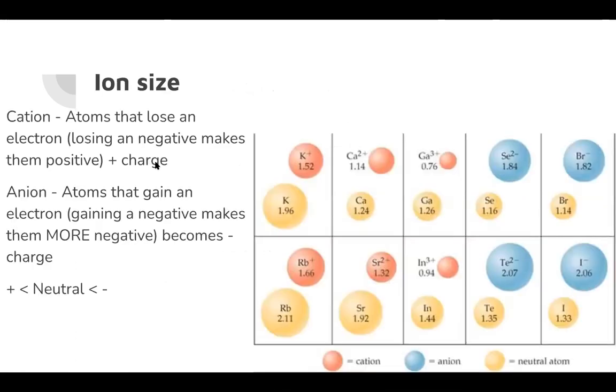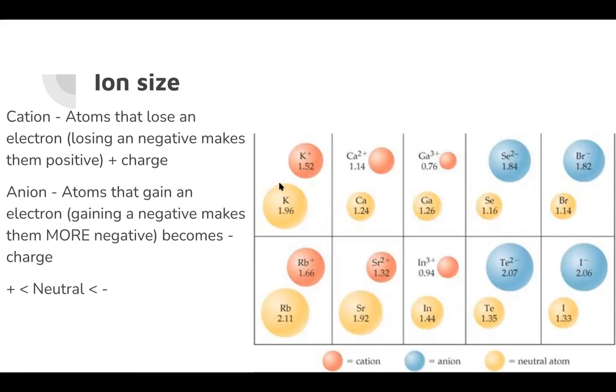And so the next part is the ion size. So ions are split into two parts. We have cations, then we have anions. And so here is an image where we have both. A cation is an atom that loses an electron. And so as you lose an electron, you're essentially losing a negative, which makes them positive.